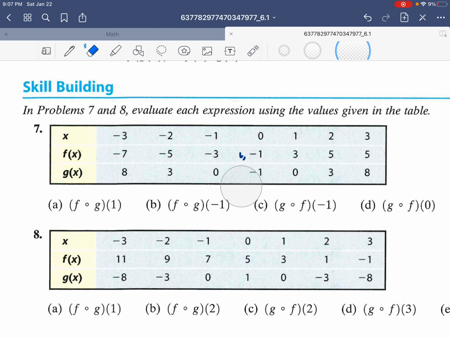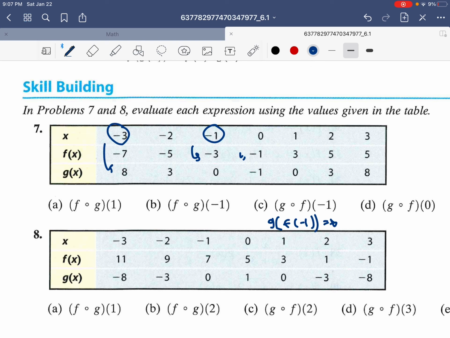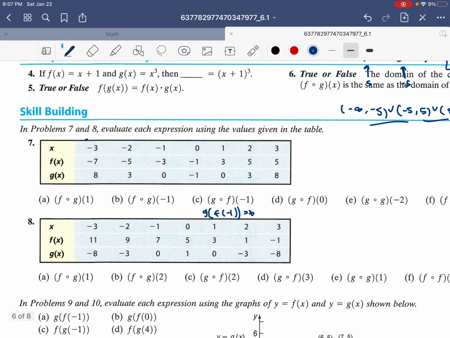So let's skip to c. So you have g of f(negative 1). You find negative 1 in the x row, go down to f, find this new number, and then go down to g. You get 8. Okay, and then g of g(negative 2). Find negative 2, go down to g, find your new x, go into g. It's also 8. So that's g of g.